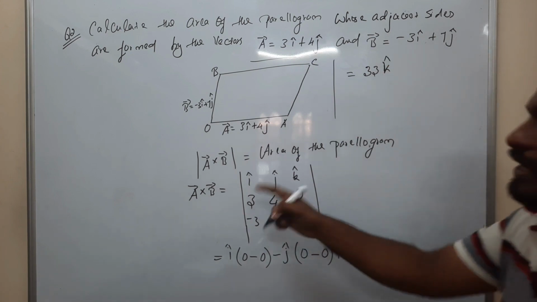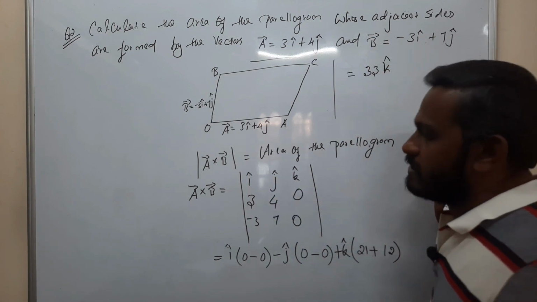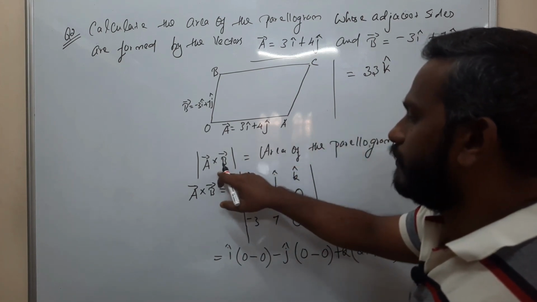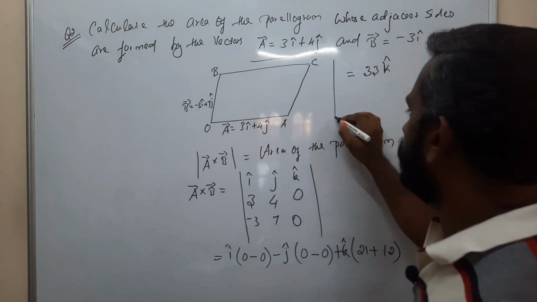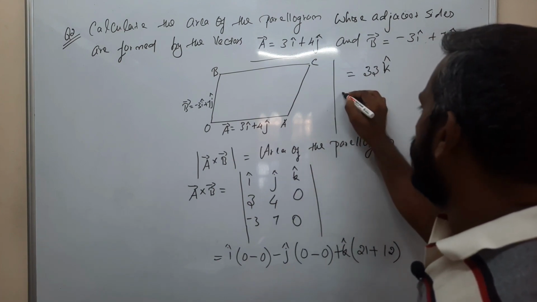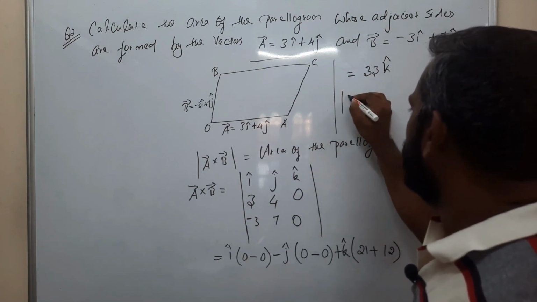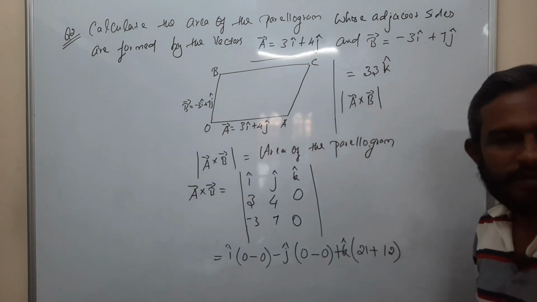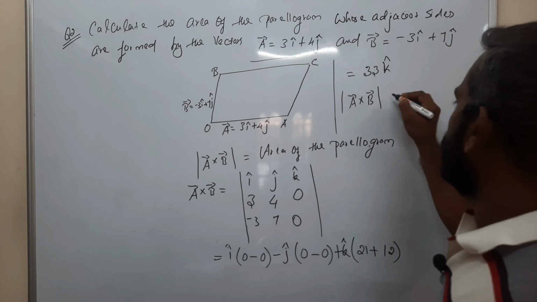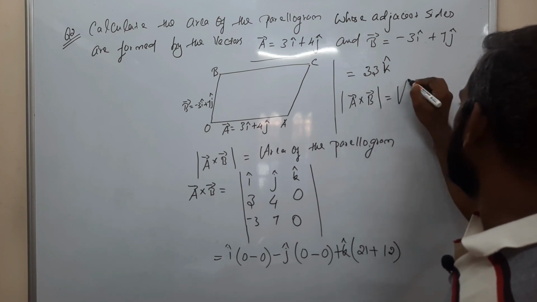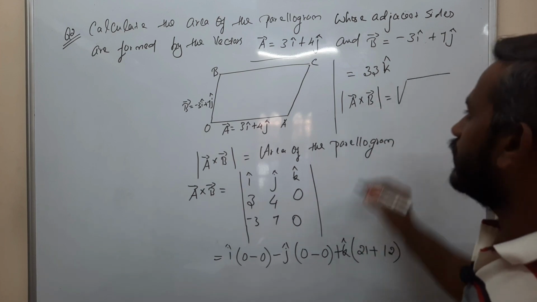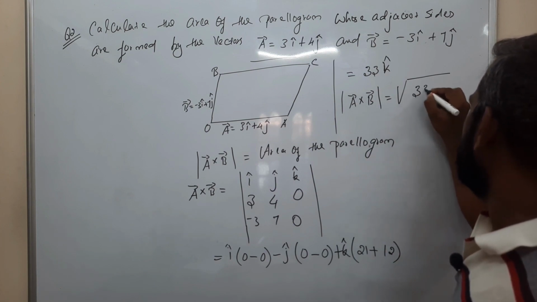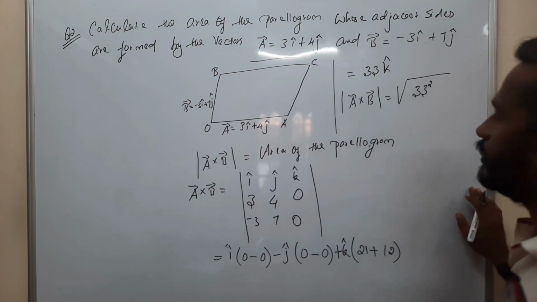So this is A vector cross B vector. We have to find the modulus of A vector cross B vector, which is equal to the area of the parallelogram. So we take the root of 33 square.